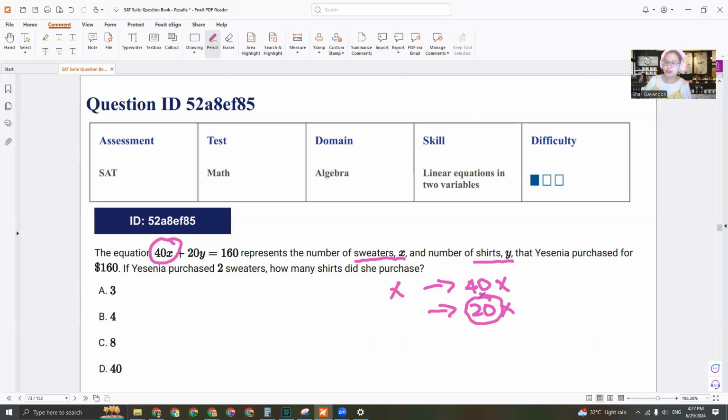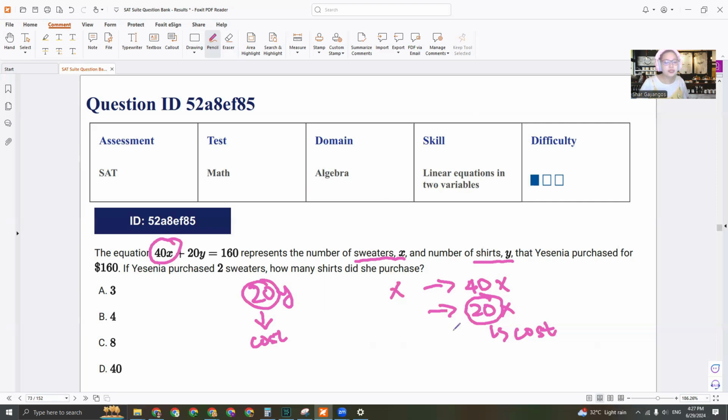All right, so meaning what does 20 represent for this equation? First, for the sweaters, 20 is actually the cost. So on the same thought process, 20y represents y number of shirts, and then 20 here is also the cost. Do you agree?